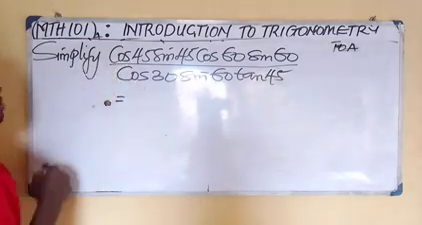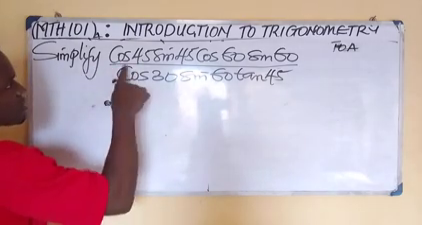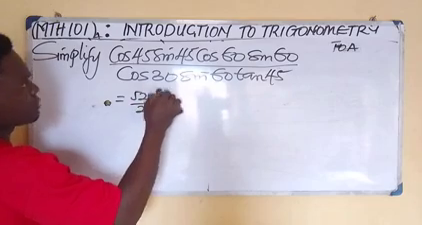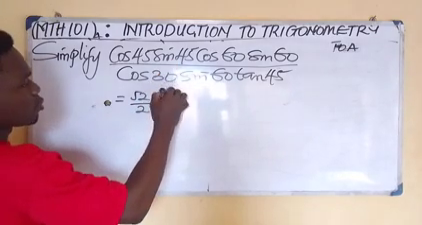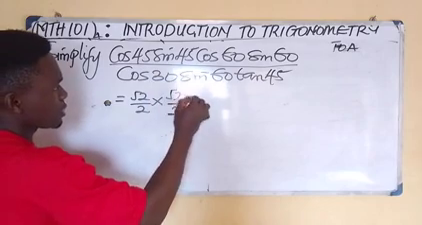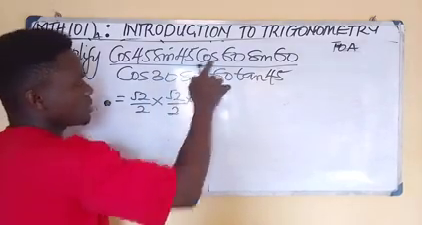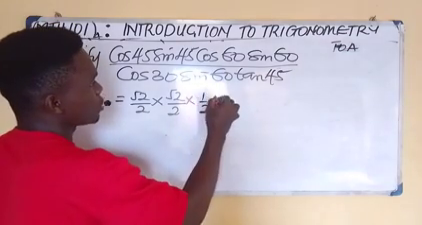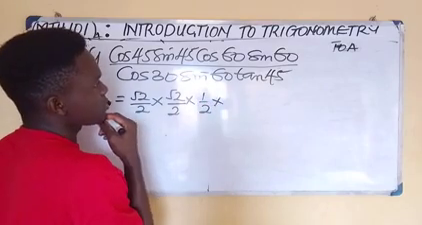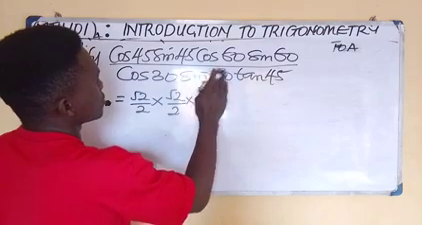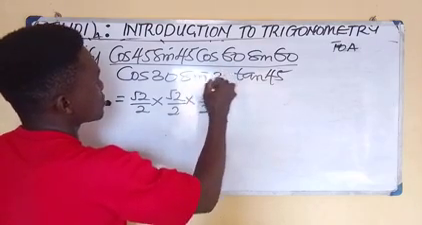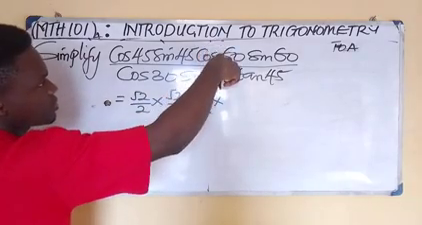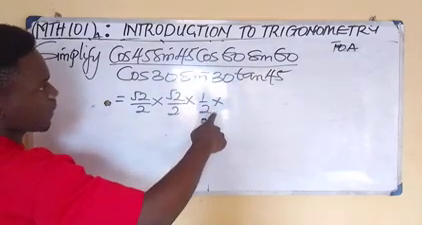Now, what is cos 45? Cos 45 is root 2 over 2, times sine 45, root 2 over 2, times cos 60. Cos 60 is 1 over 2. What about sine 30, please? Okay, cos 60 is 1 over 2.